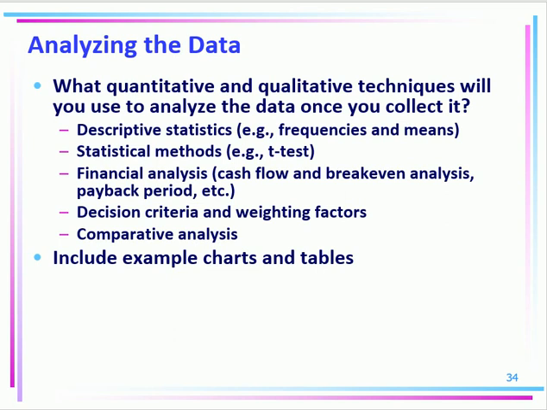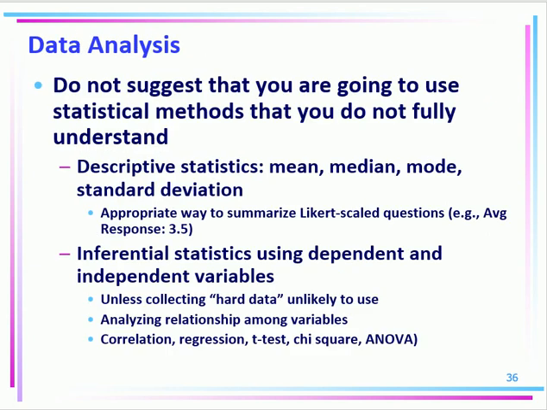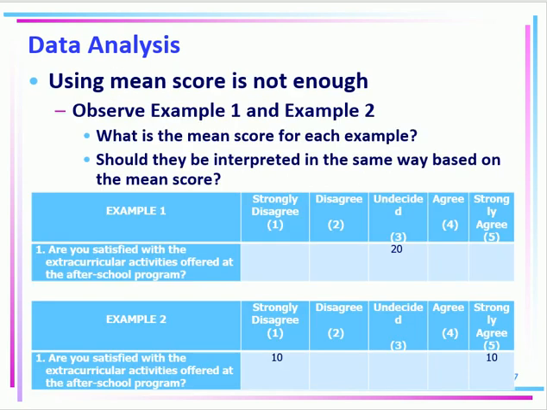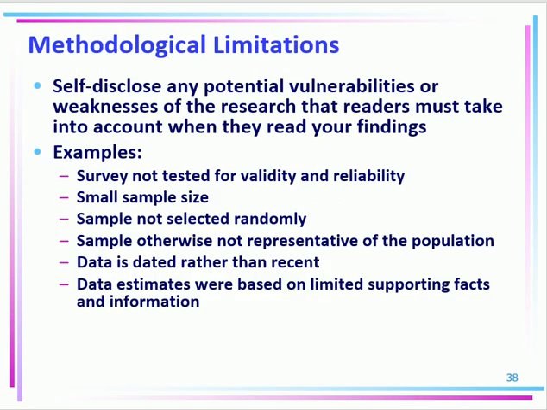So those are all kinds of things about analyzing the data that you can discuss, because you're required in Chapter 3 to discuss how you're going to analyze the data when it comes back in. And so I'm going to skip this data analysis discussion because we're going to get into that a lot in the next 2 weeks. So limitations is the final part of Chapter 3, and it's essential that you self-disclose any vulnerabilities.